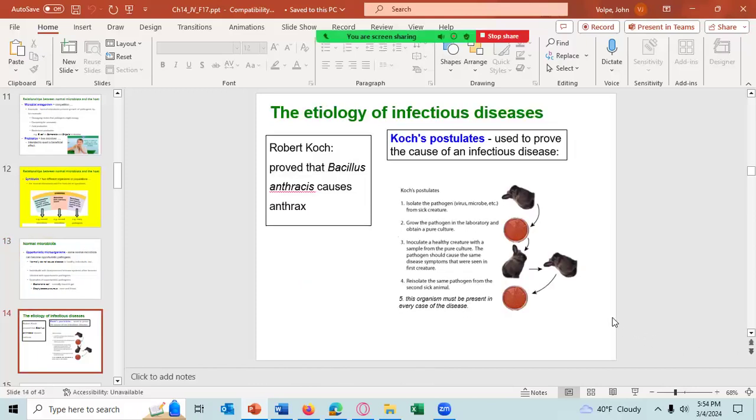All right, any question about any of that? If not, let's move on to Koch's postulate.